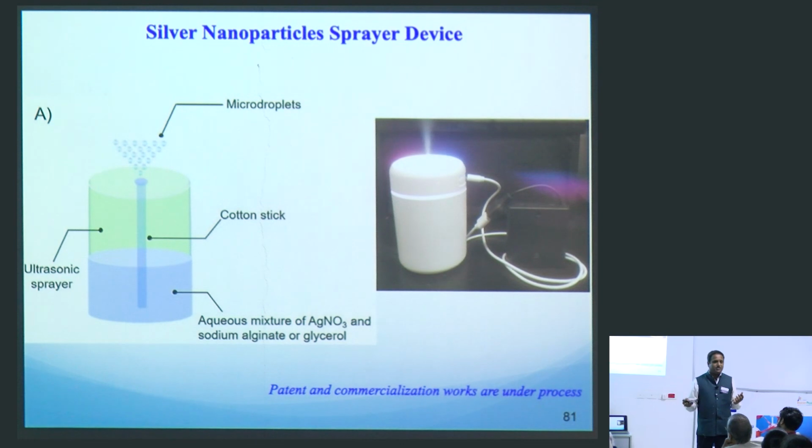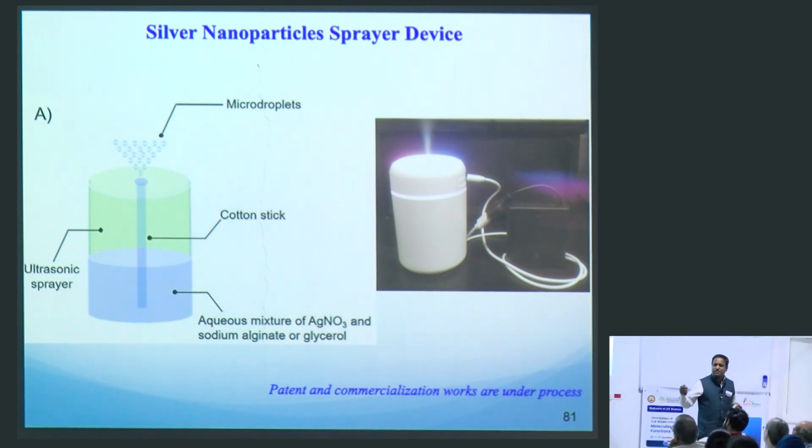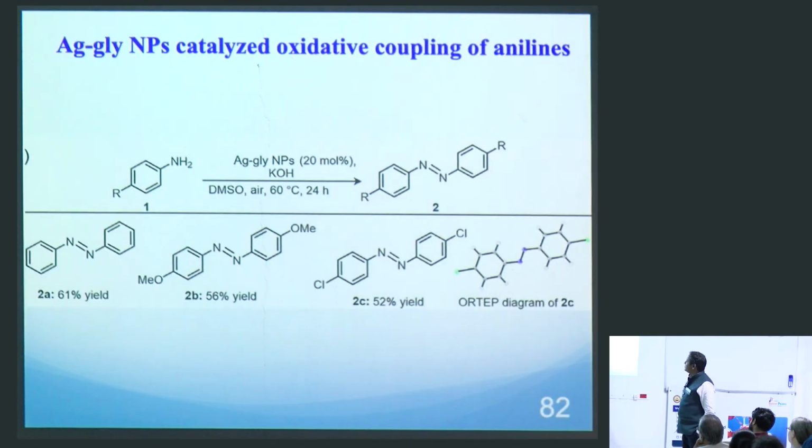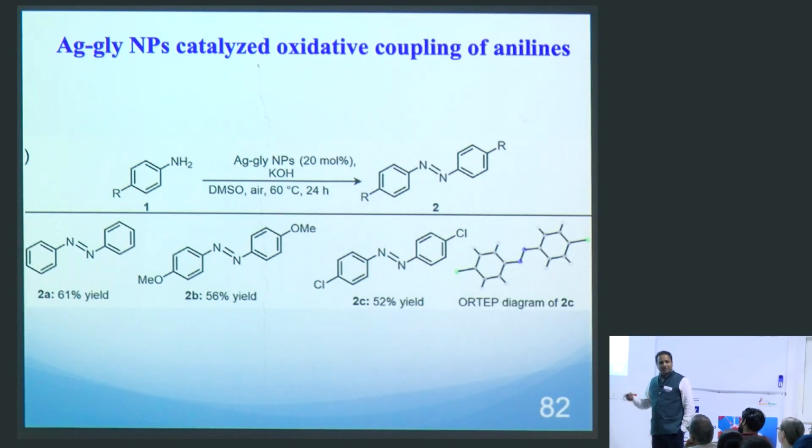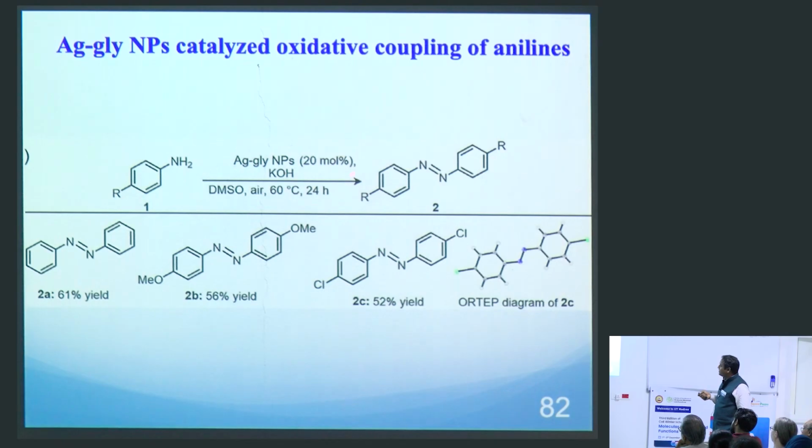Silver nitrate is very cheap. Just by mixing with water and spraying, silver nanoparticles can be formed. That's what we made. Also by using that, we varied it, and we also synthesized these types of oxidized products by using the silver nanoparticles.